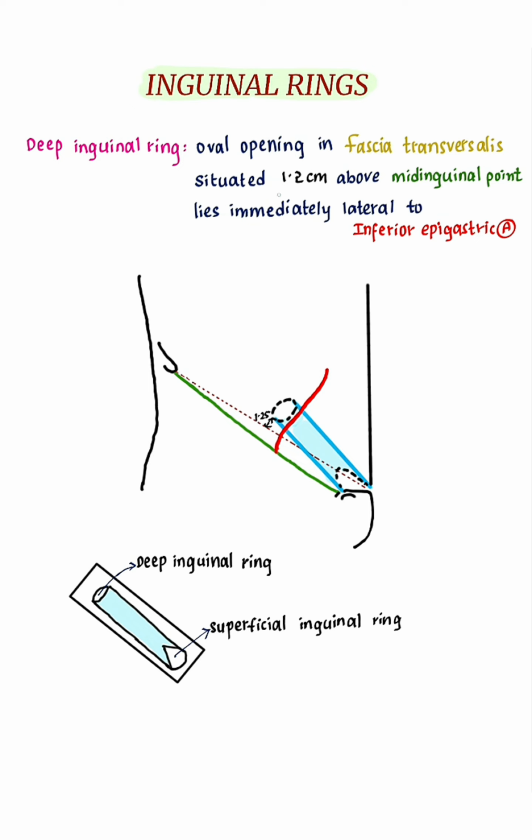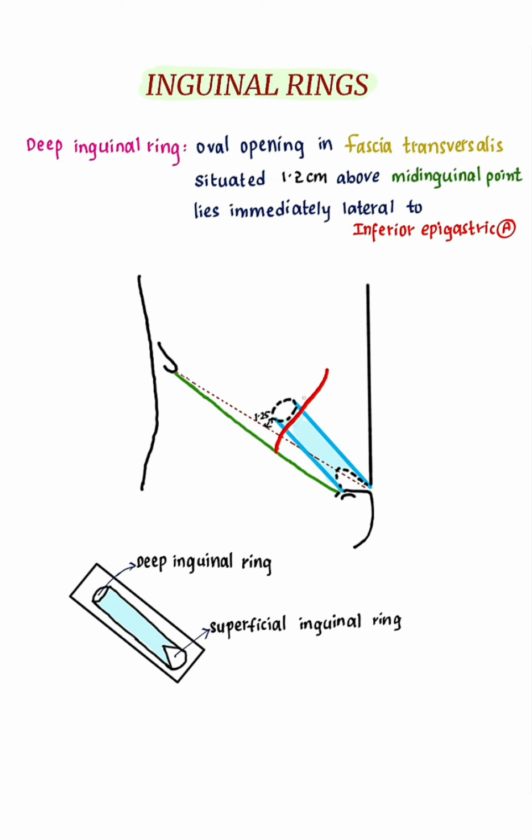It is situated 1.25 centimeters above mid-inguinal point. Mid-inguinal point is the midpoint of the line joining the anterior superior iliac spine and pubic symphysis. If we draw a line joining the anterior superior iliac spine and pubic symphysis, the midpoint of that line represents mid-inguinal point. Deep inguinal ring is situated 1.25 centimeters above the mid-inguinal point.